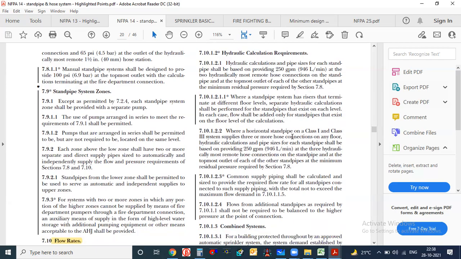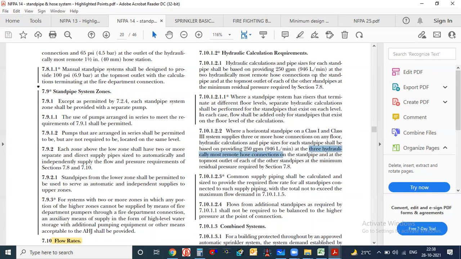Whereas for a horizontal standpipe on class 1 and class 3 systems supplying 3 or more hose connections, the hydraulic calculation pipe size for each standpipe shall be based on providing 250 GPM at the 3 hydraulically most remote hose connections. This point is also a little bit important. Here it is telling that whenever you have 3 or 4 hose connections, don't bother about all the hose connections. Perform hydraulic calculation for the 3 hydraulically most remote. This is the maximum point given. The minimum is 2, the maximum is 3.